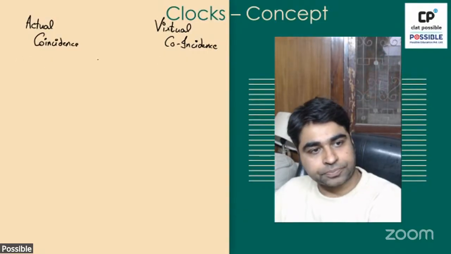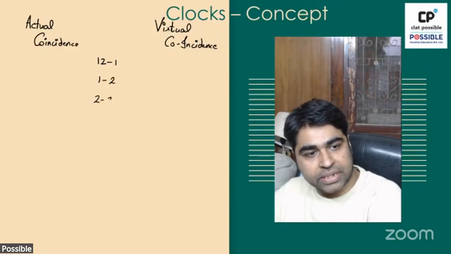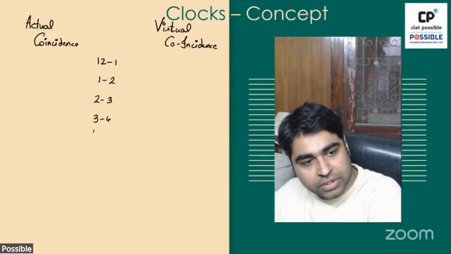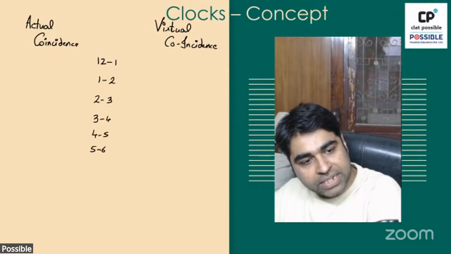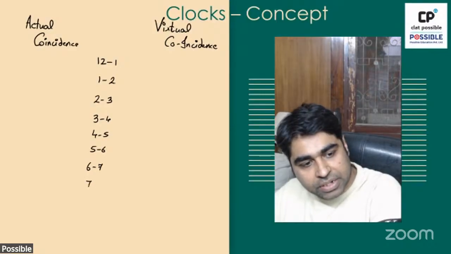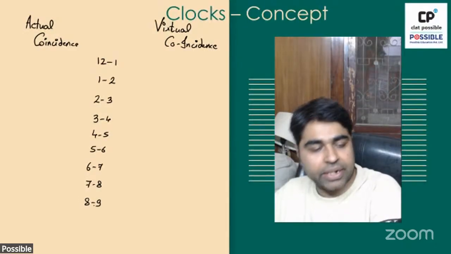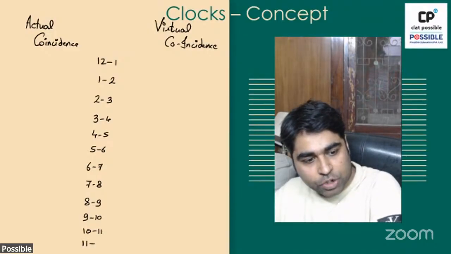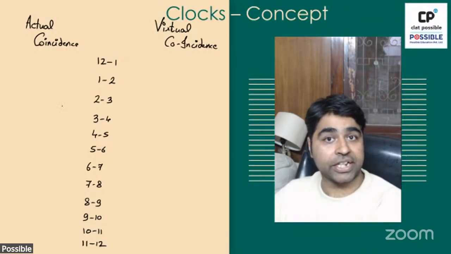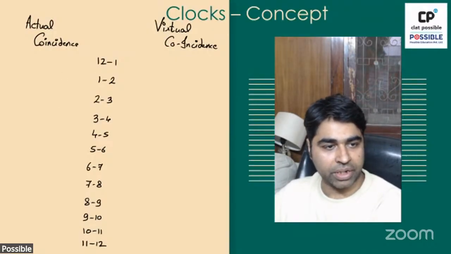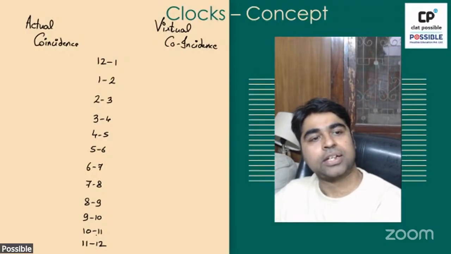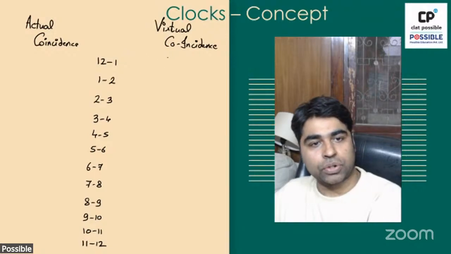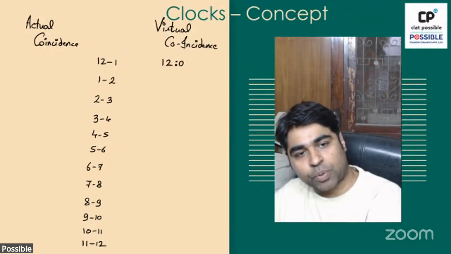तो अगर हम 12 से 1, 1 से 2, 2 से 3, 3 से 4, 4 से 5, 5 से 6, 6 to 7, 7 to 8, 8 to 9, 9 to 10, 10 to 11, and 11 to 12. Okay. So how many intervals are there? There should be 12 intervals, right? 1, 2, 3, 4, 5, 6, 7, 8, 9, 10, 11 and 12. Correct. ये 12 हमारे intervals हैं. So virtual 12 और 1 के बीच में होता है 12 o'clock.